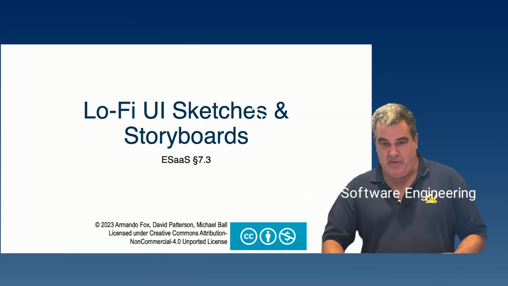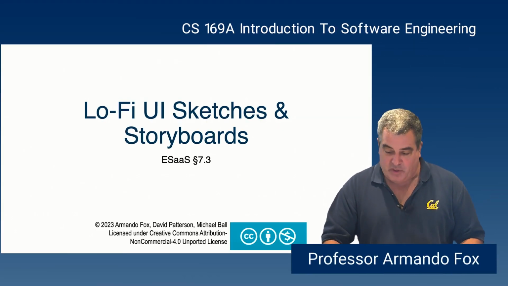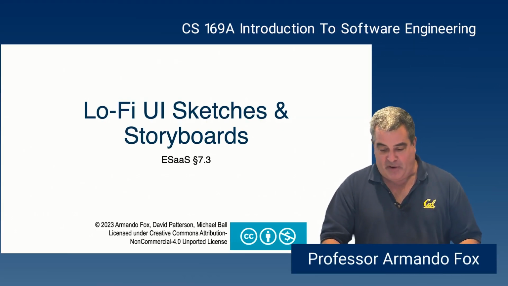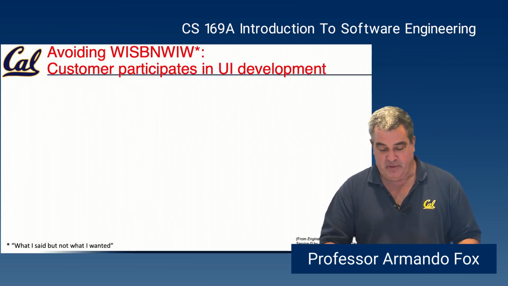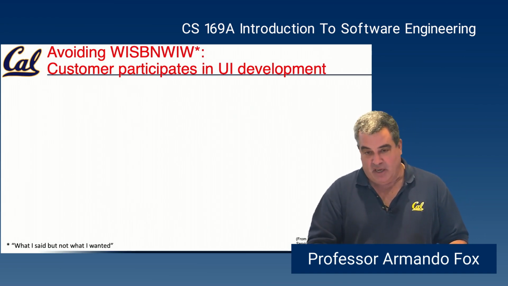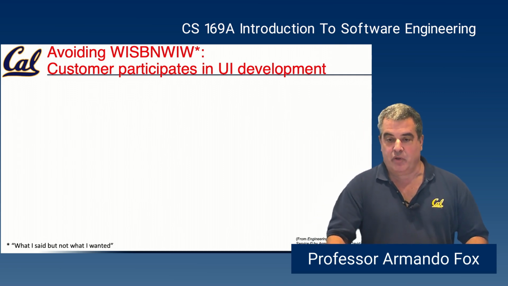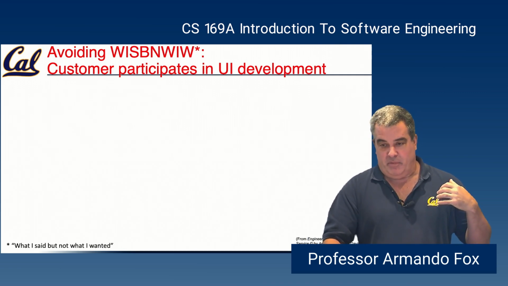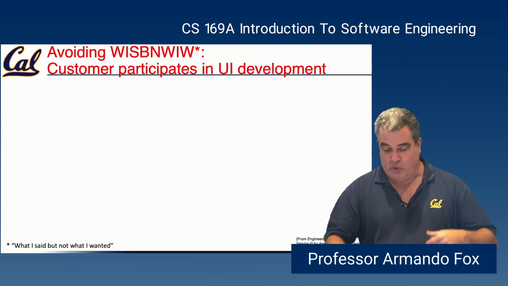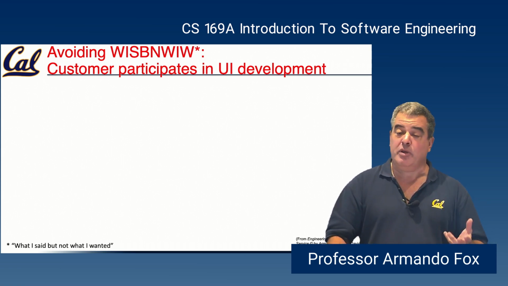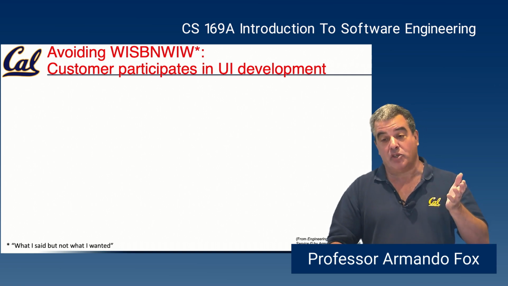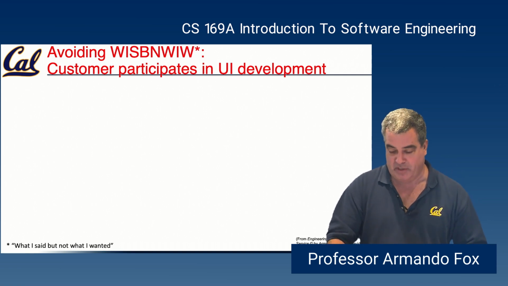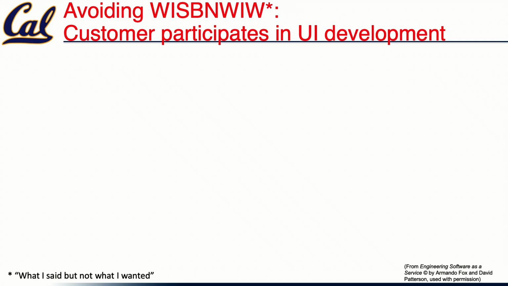So you've probably heard the acronym WYSIWYG, what you see is what you get. A sort of tongue-in-cheek acronym that comes from behavior-driven development is WYSBNWYW, which is what I said, but not what I wanted. This is when you have a conversation with the customer, you discuss what they want to have happen, you build it, and then it turns out that either you misunderstood what they wanted or they described it in a way where they thought they described what they wanted, but what they described was slightly different.